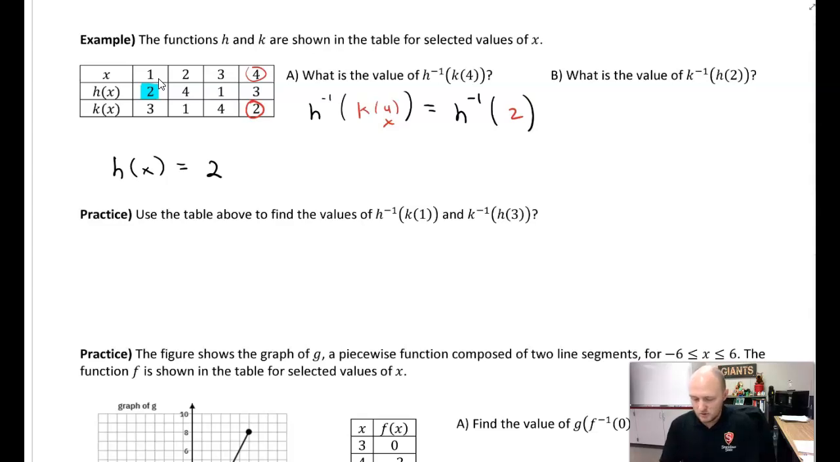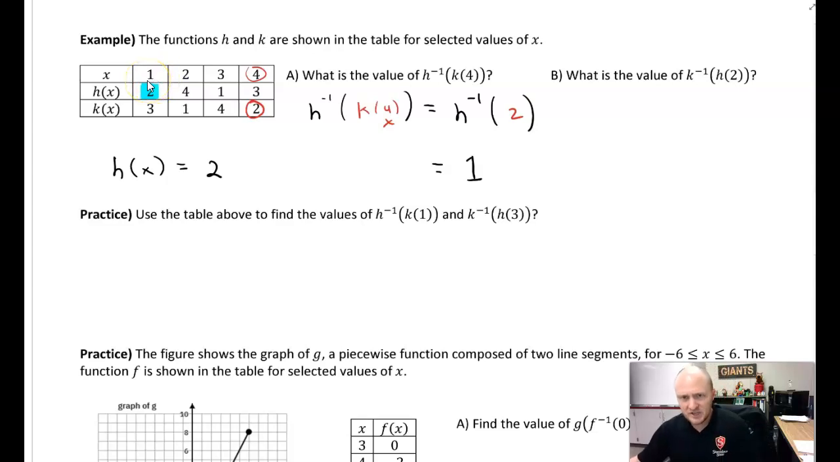It's kind of like what we do normally, how we evaluate a table, but in reverse. So h inverse of 2: 2 is an input here, but for the original h function, it's an output. So I have an output of 2. Well, that original input value was 1.